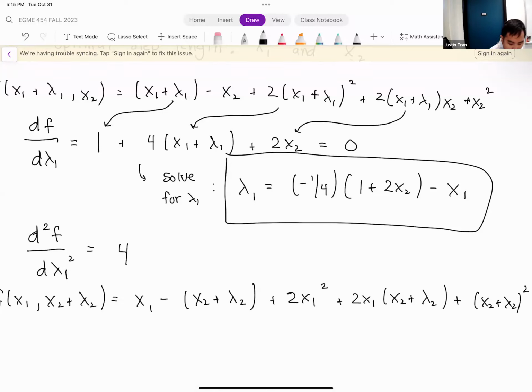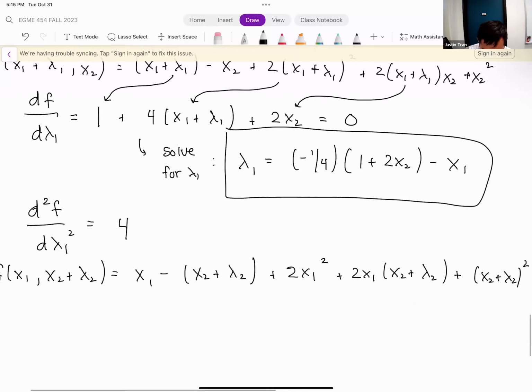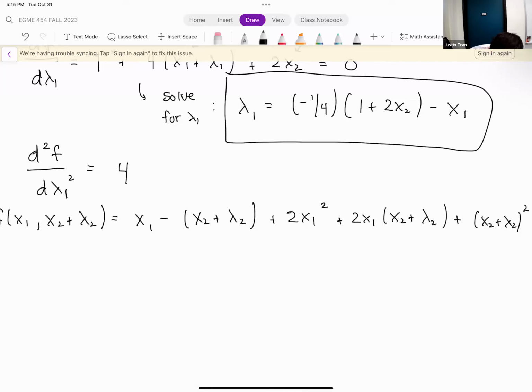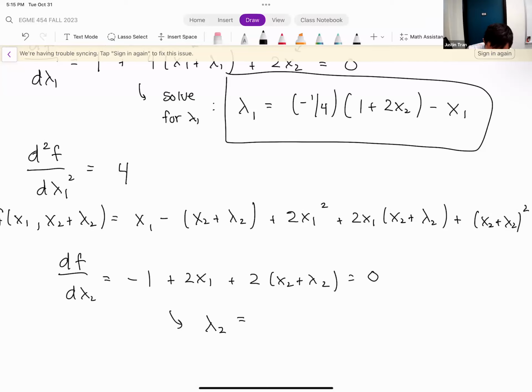So that's the expression that we got when we plug in x2 plus lambda 2. I know we're out of time, so let me do this really quick. Just like above, we're going to take the derivative with respect to lambda 2. What we get from here is a -1 plus 2x1 plus 2x2 plus lambda 2. We set it equal to 0 and once again solve for lambda 2. What we get is lambda 2 is equal to 1/2 times 1 minus 2x1 minus x2.